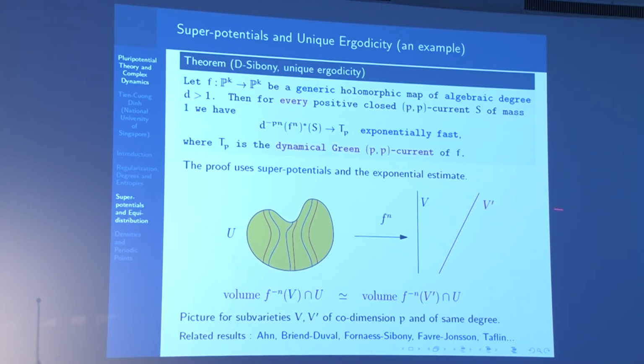You can see in this picture a consequence. If you fix a nice open set, and you fix two varieties of the same dimension and same degree, and you pull them back by F^n with n large enough, then here you have some red subvarieties and some blue subvarieties. Then the volume of the blue variety is almost equal to the volume of the red one. This holds for every nice enough open set. And the proof uses superpotentials. How to prove this convergence? We just have to show that the superpotentials of these currents converge to the superpotential of the limit current. And you can show that the convergence is exponentially fast, and then you have this theorem.